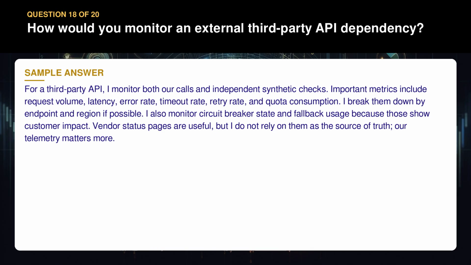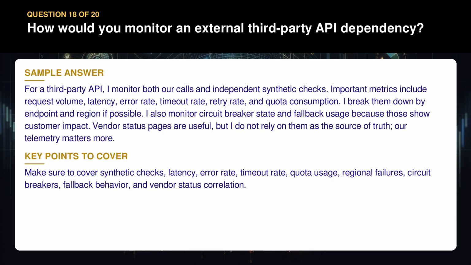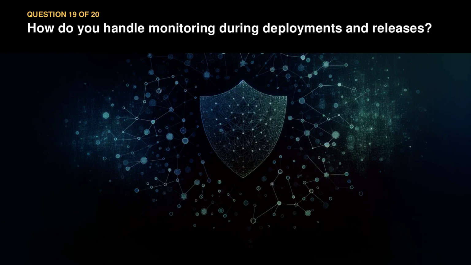Vendor status pages are useful, but I do not rely on them as the source of truth. Our telemetry matters more. Make sure to cover synthetic checks, latency, error rate, timeout rate, quota usage, regional failures, circuit breakers, fallback behavior, and vendor status correlation.